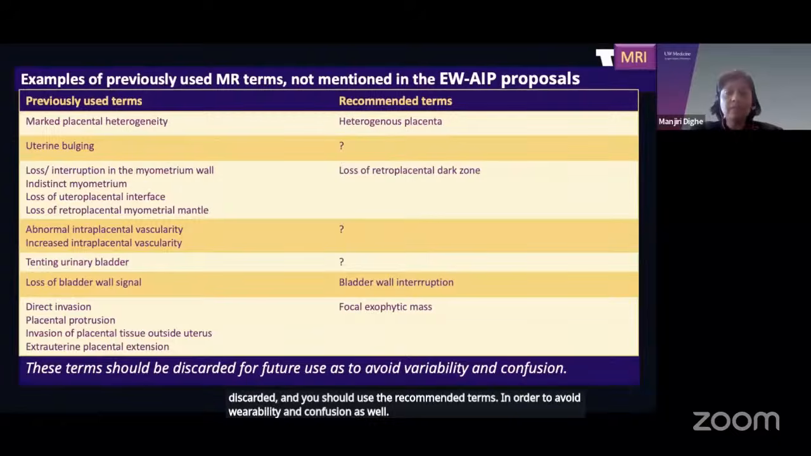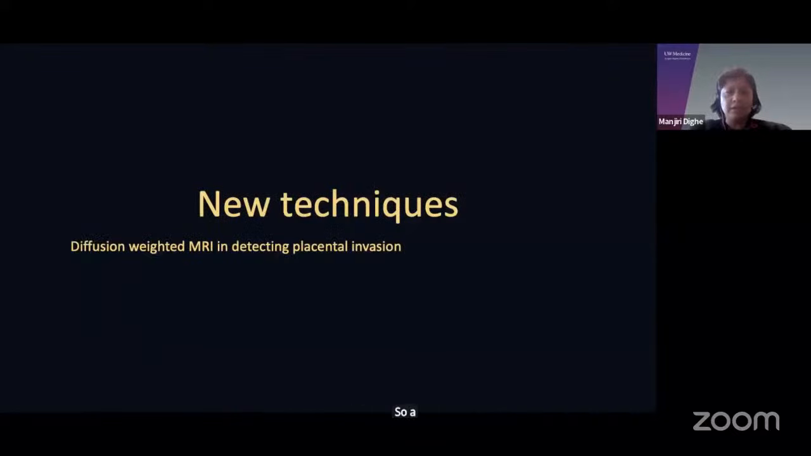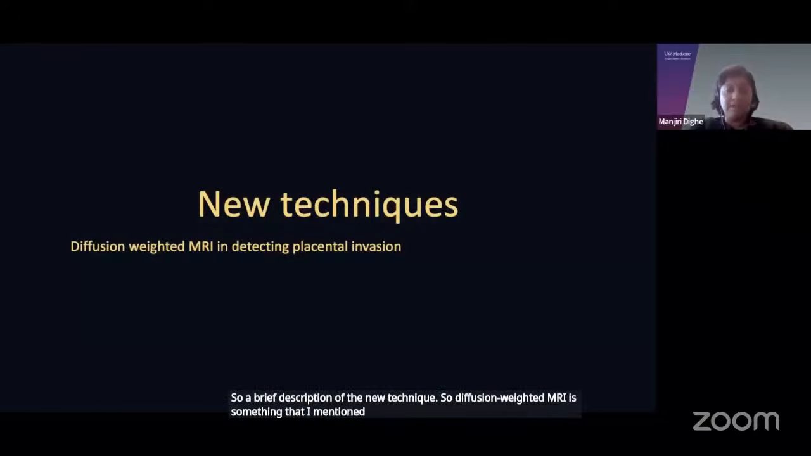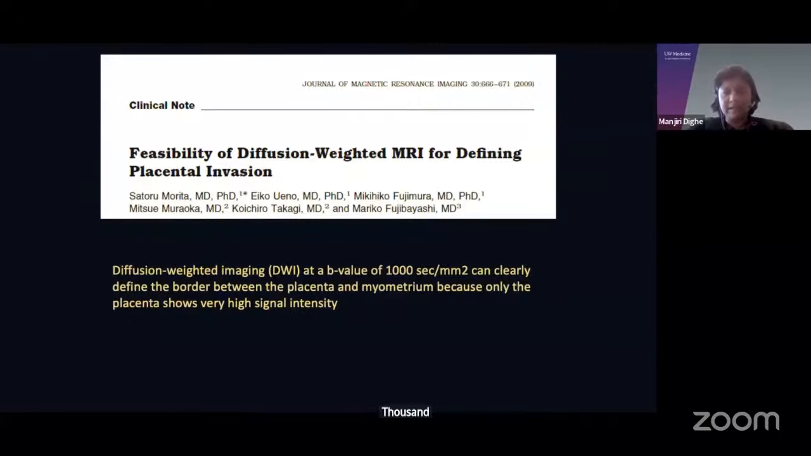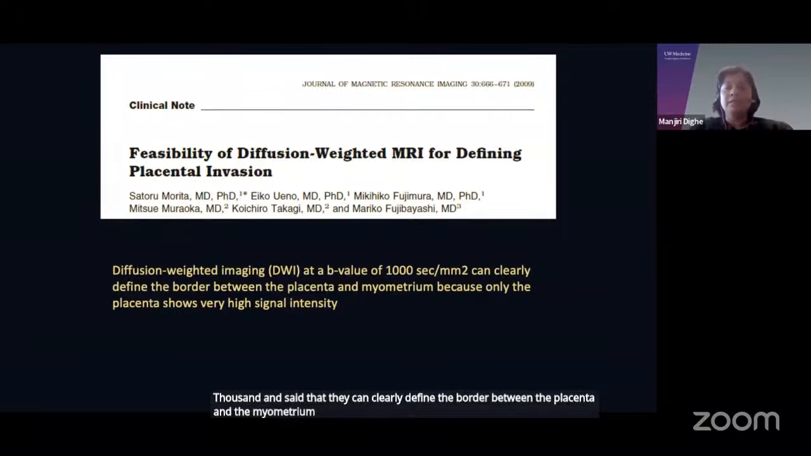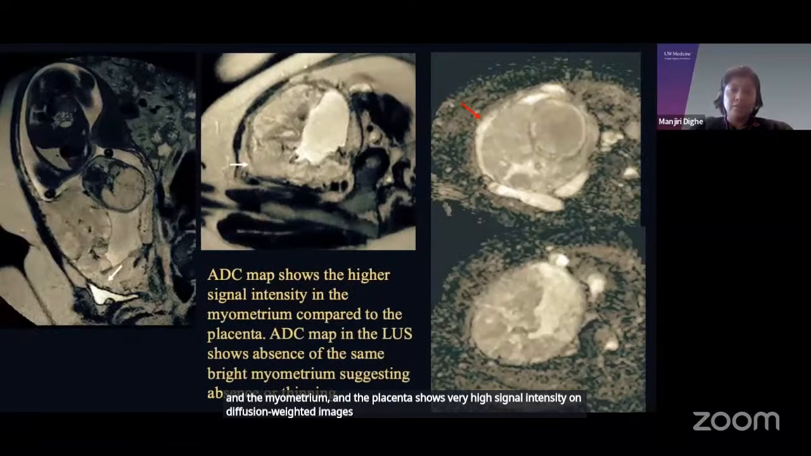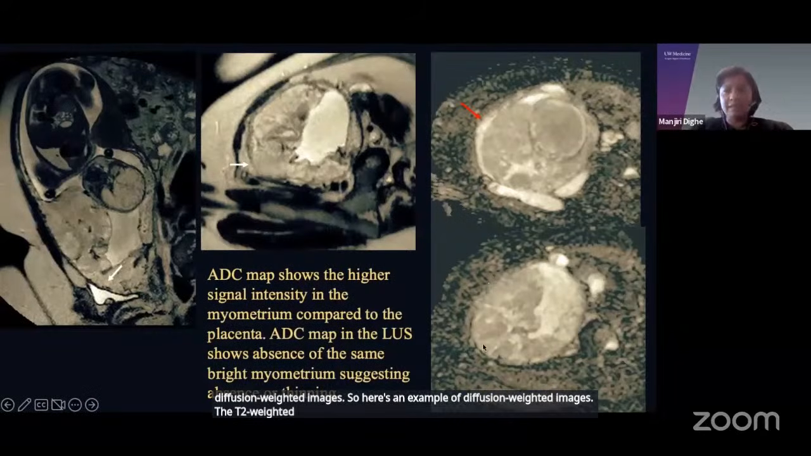So a brief description of the new techniques. Diffusion-weighted MRI is something that I mentioned, has been used to detect placental invasion. It started off when this particular paper came out in about 2009. They used a B value of 1,000 and said that they can clearly define the border between the placenta and the myometrium. And the placenta shows very high signal intensity on diffusion-weighted images. So here's an example of diffusion-weighted images, the T2-weighted images, and then the ADC map.